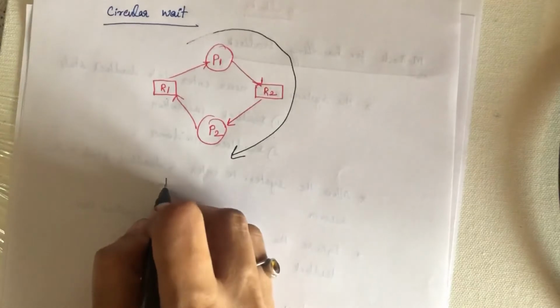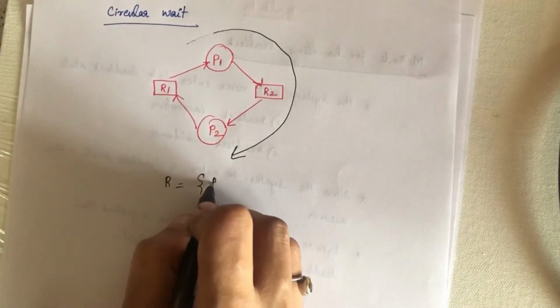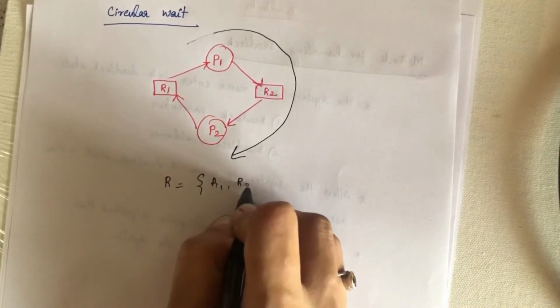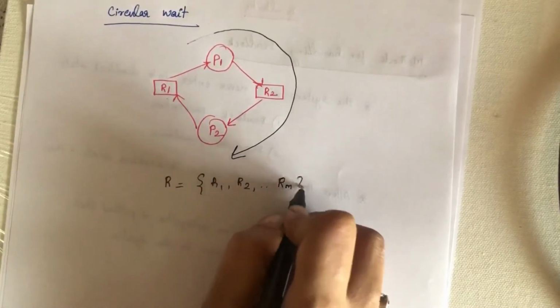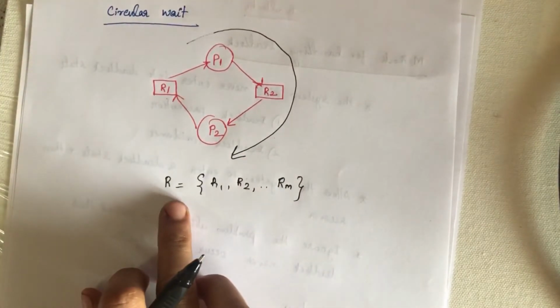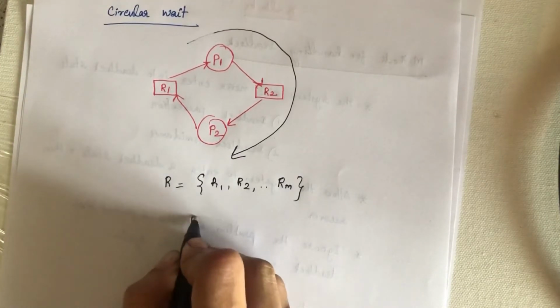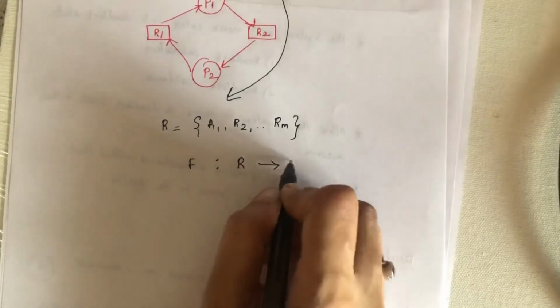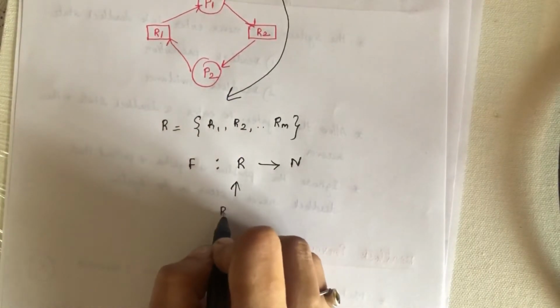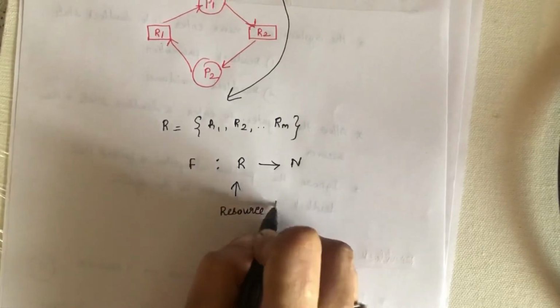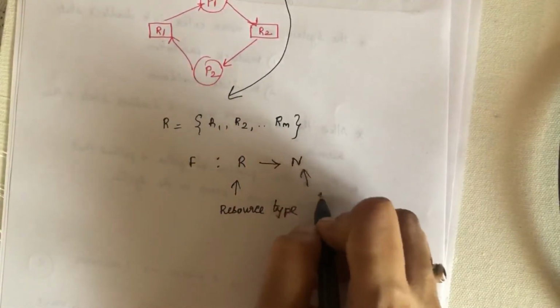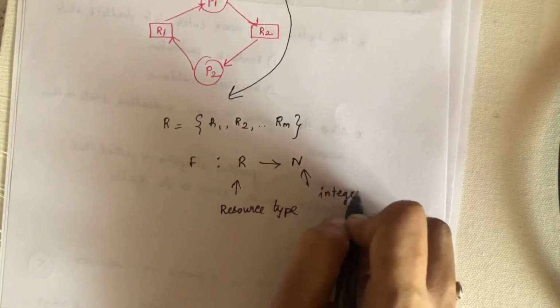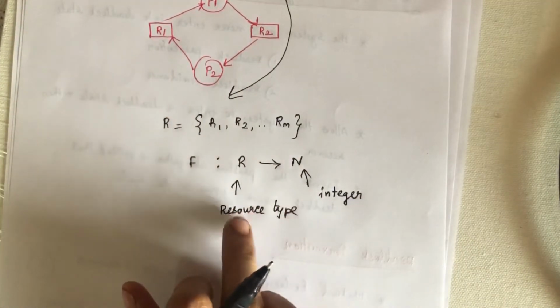In this, all the resources are considered as a set of resources R1, R2, etc. up to Rm, and we call all these resources R. In this, we are going to form one mapping function. The mapping function maps resources R to N, where R represents your resource type and N is an integer. So we are going to assign one integer for every resource type.